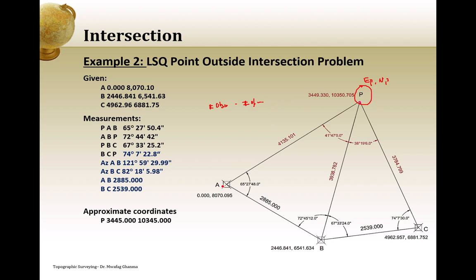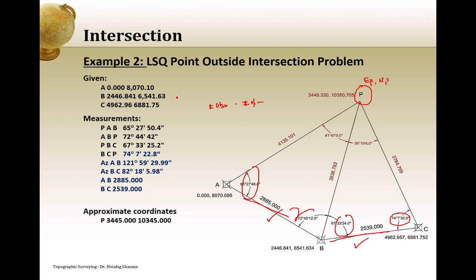So instead of just measuring 4 angles here, why don't we measure in the field? Why don't we measure distances, like this distance and this distance? Why don't we measure azimuths of these lines? So all of these measurements will add to the strength of the problem.